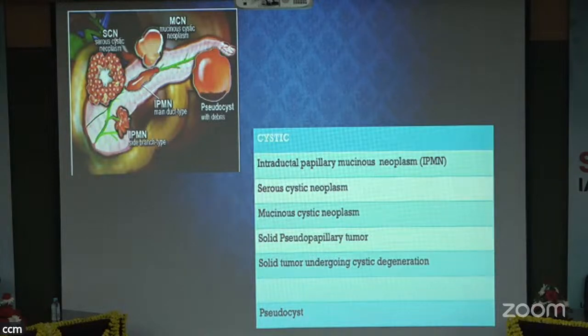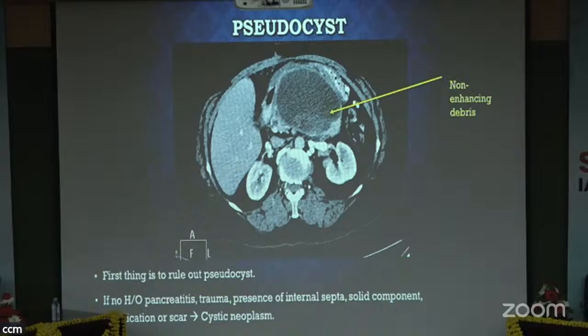But the most important thing is that, with a pseudocyst, we must differentiate whether the cystic lesion is a pseudocyst or a neoplasm. So that is the first thing we should try to differentiate. Usually the history is very important in making the diagnosis of the pseudocyst. If there is no history, then suspicion for a neoplasm is more likely. And sometimes pseudocysts can have some debris, but usually that does not enhance.